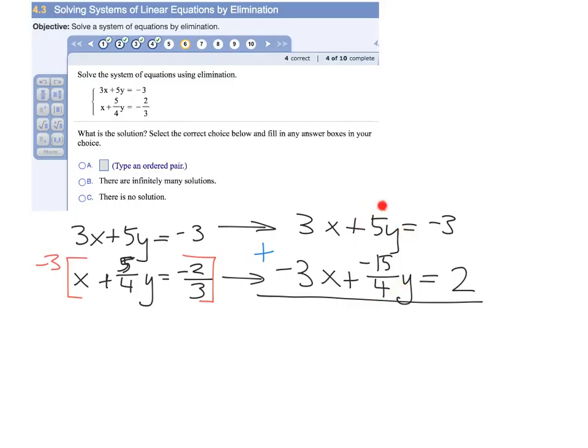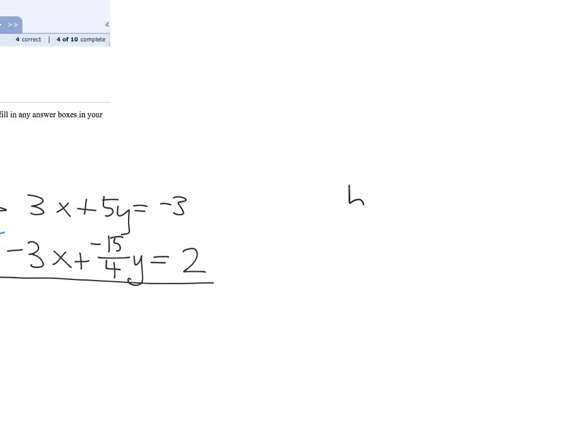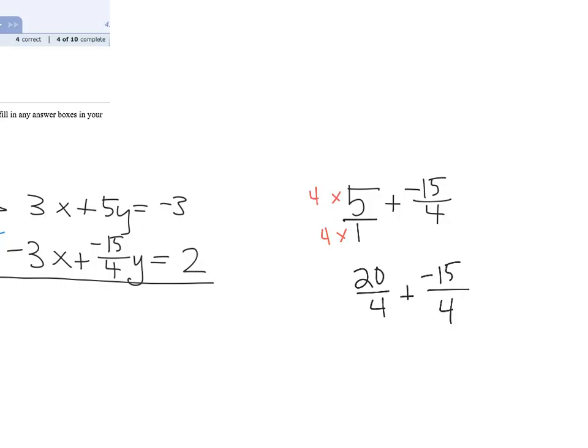So now we're going to add. And we're going to add 5y and negative 15/4 y. So let's ignore the y's for a second, and let's go over here on scratch paper and think about that. 5 plus negative 15/4. So we're adding these two guys. The way we do that is we need to have a common denominator. So we're going to think of 5 as 5 over 1. And we need a common denominator of 4. So that becomes 20 over 4 plus negative 15 fourths. So that equals 5 fourths. What a coincidence. Okay, so that equals 5 fourths.